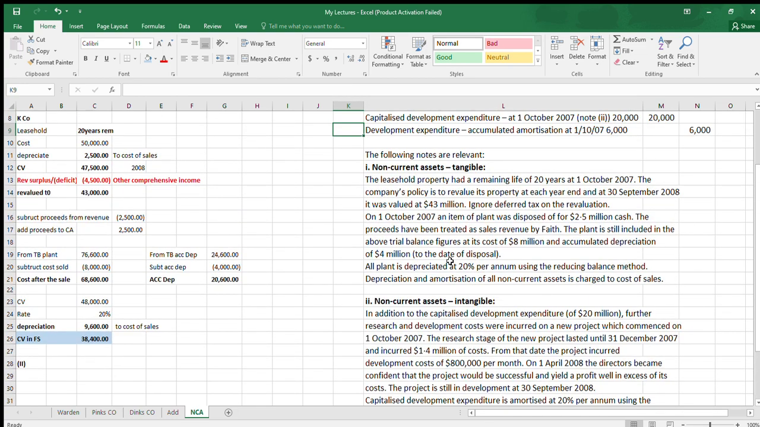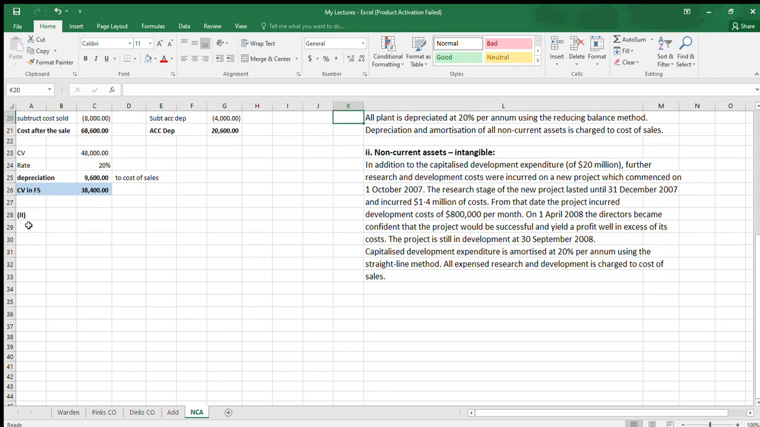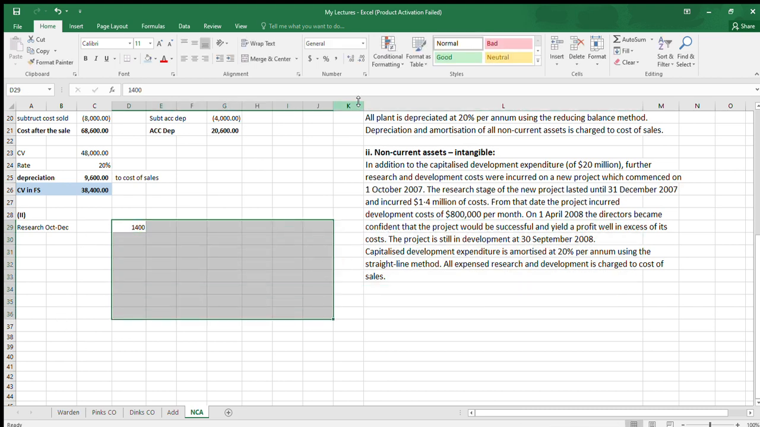So research, let's do it. October to December. How much was it? 1.4 million. So 1,400.